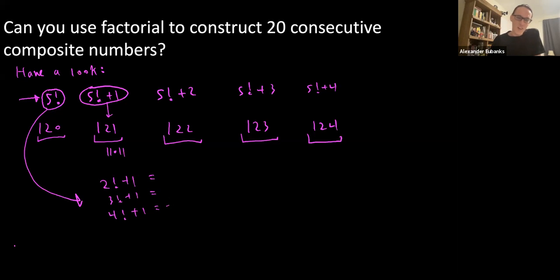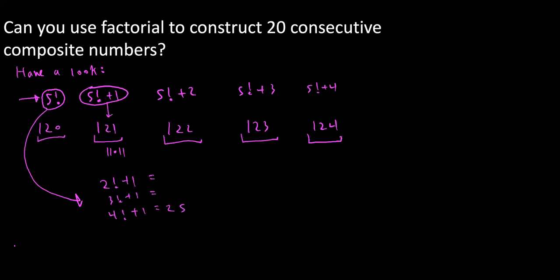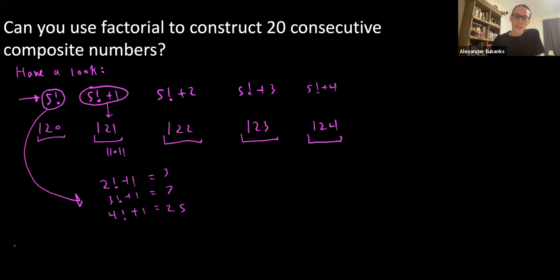Yes. So this one gives you 3, which is prime. This one gives you 7. So actually, there's an issue with doing the 5 factorial and the 5 factorial plus 1, right? What's the solution? How do I fix it?